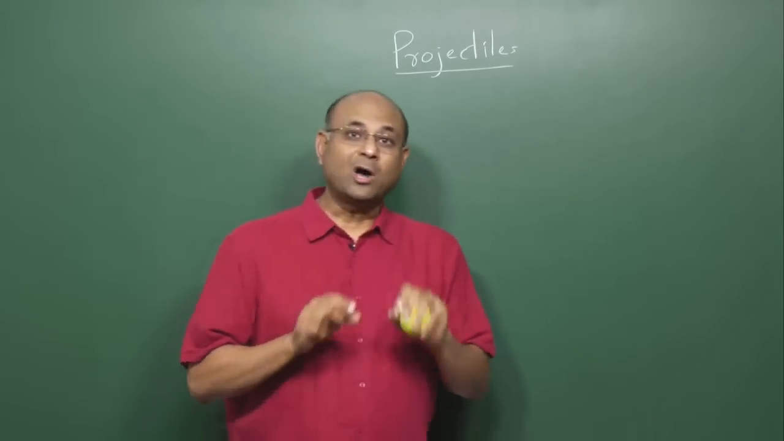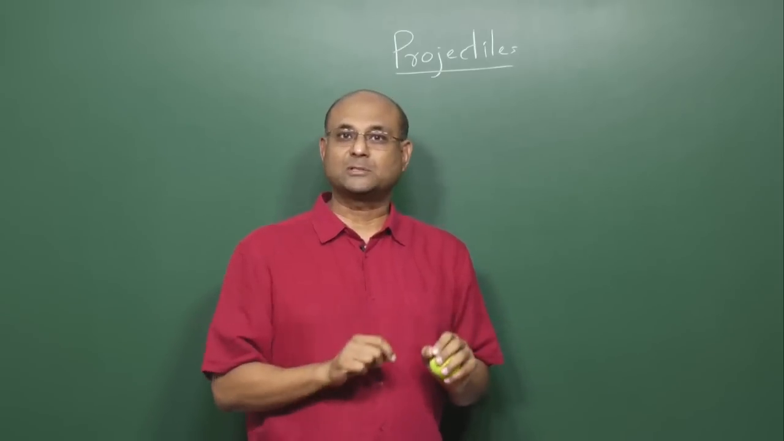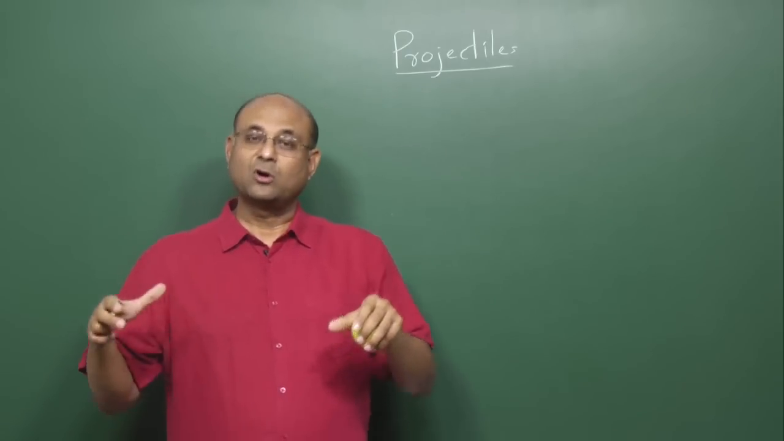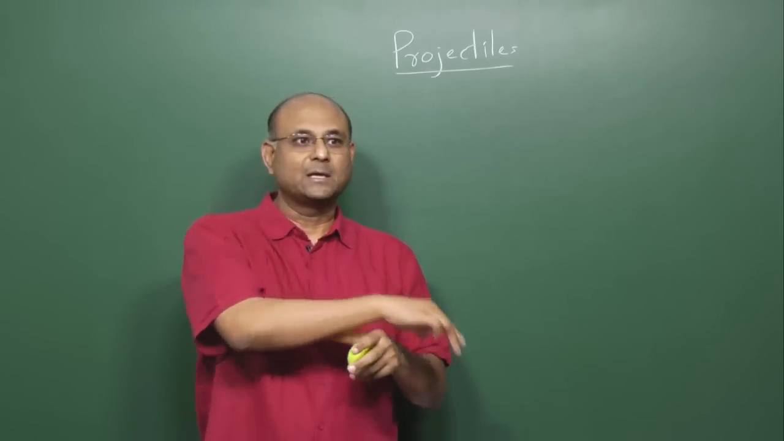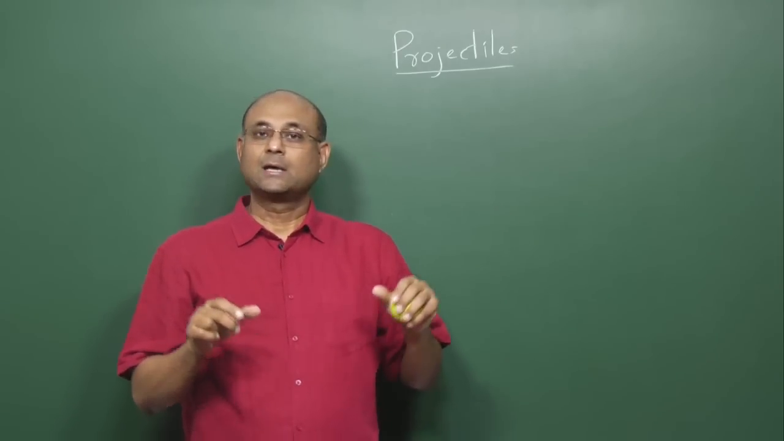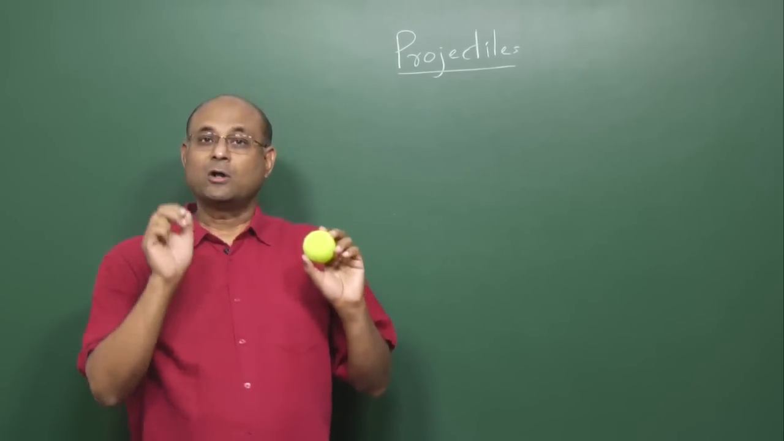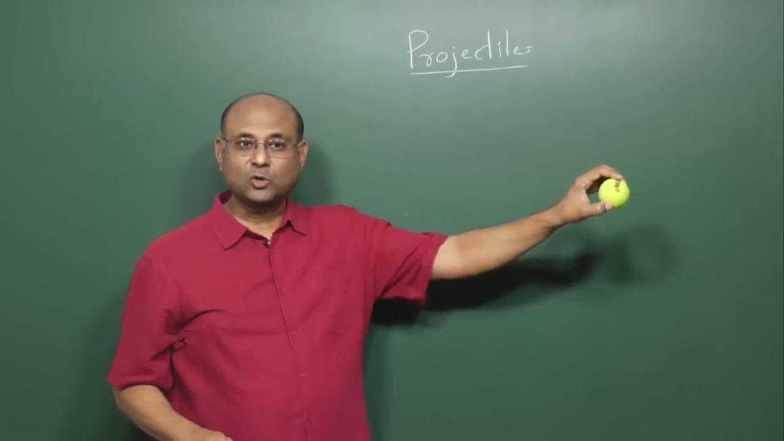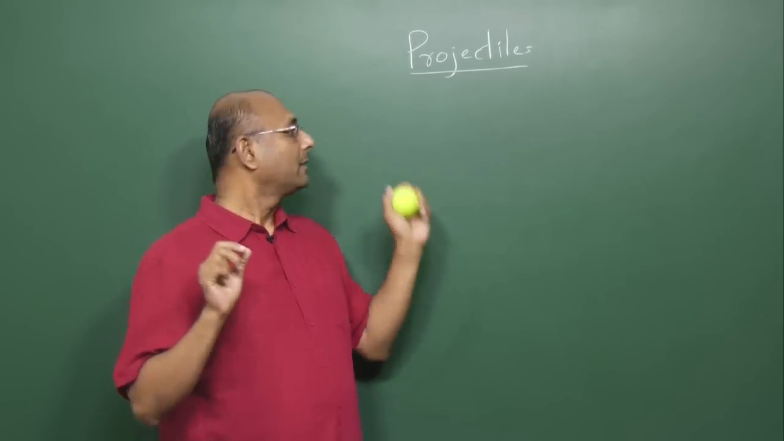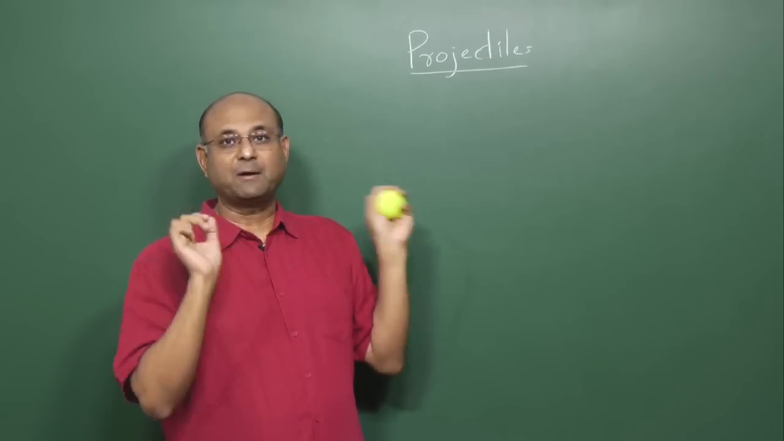Okay? But all parabolic paths are not projectiles. So for example, if you had a crow that went on a parabolic path, that won't be a projectile because the crow is going with powered flight. Here we are talking about all sorts of objects being thrown, but which are not powered. So you should not have powered flight.